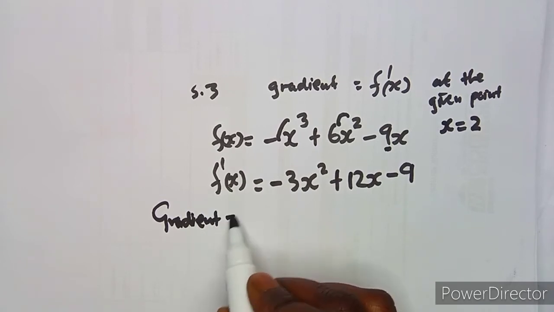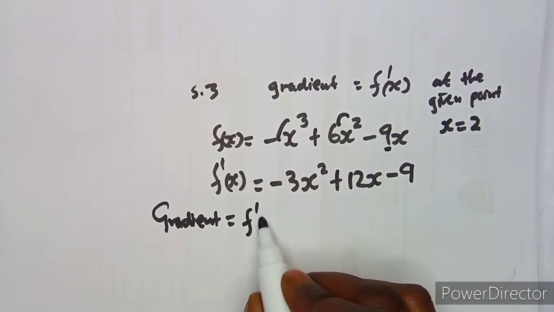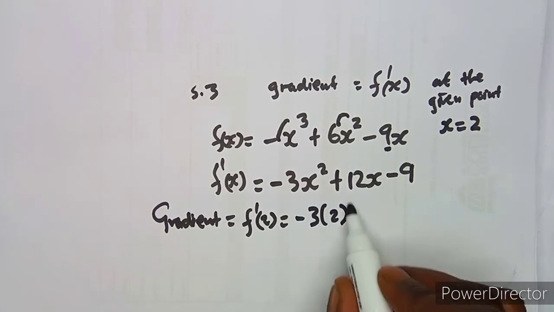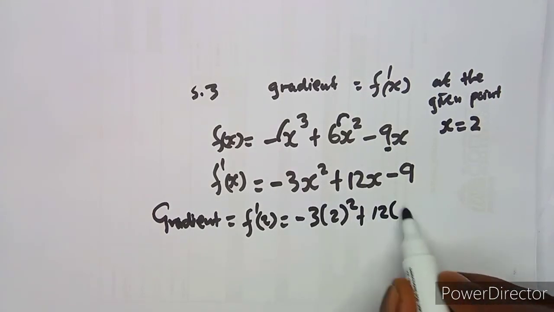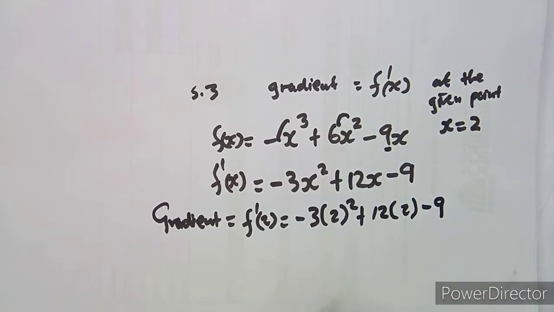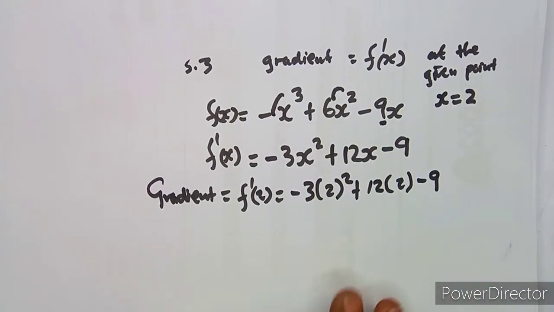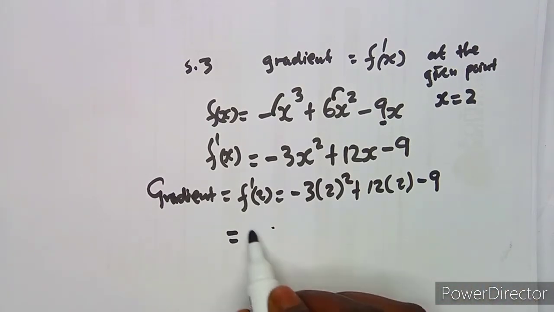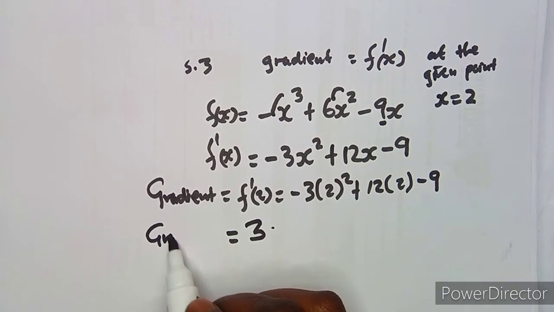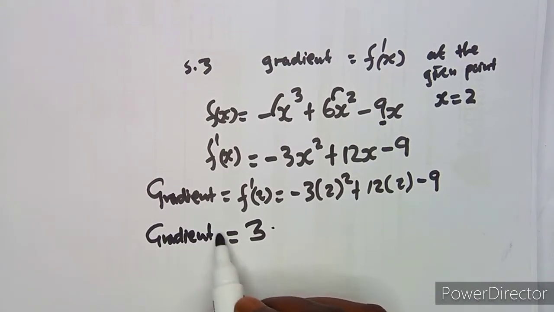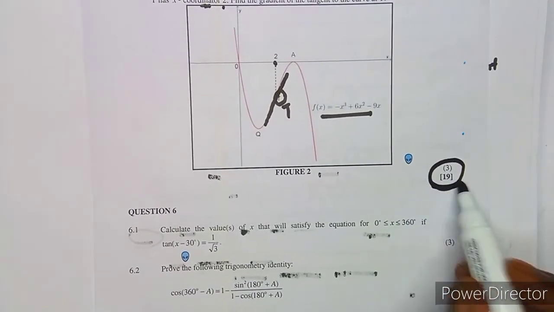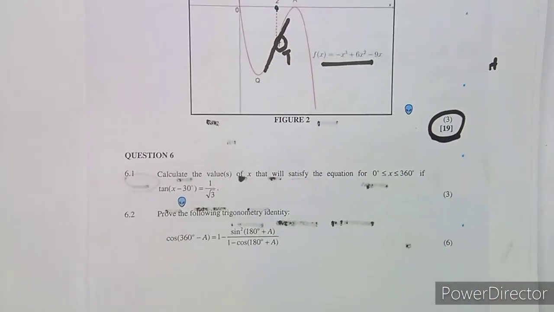So the gradient now is f prime of 2, which is minus 3 into 2 squared plus 12 into 2 minus 9. So in place of x, we are going to substitute on the first derivative, which is going to be our gradient, and this is going to give us 3. So the gradient at this point is 3. That is our gradient. All right, so that was it, guys, on this question to obtain 19 marks.